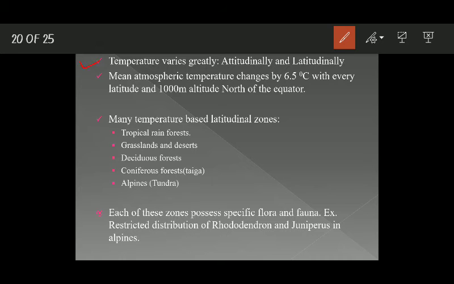Now we know that temperature varies greatly both altitudinally as well as latitudinally. Altitudinally means as we move from plains to mountains, temperature decreases, and latitudinally means as we move from equator to poles, temperature decreases. This is equator, as we move from here to here, temperature goes on decreasing progressively. Okay, it has been found that the mean atmospheric temperature changes by 6.5 degrees Celsius with every single degree latitude and 1000 meter altitude north of the equator.